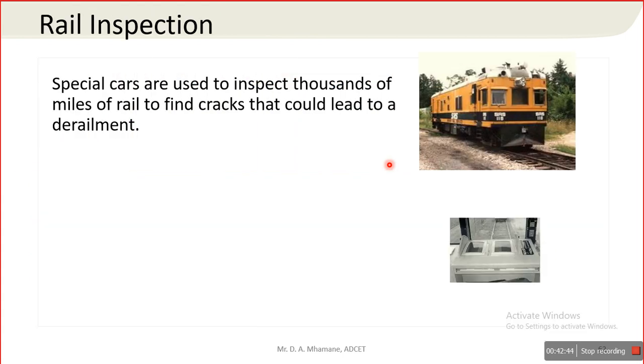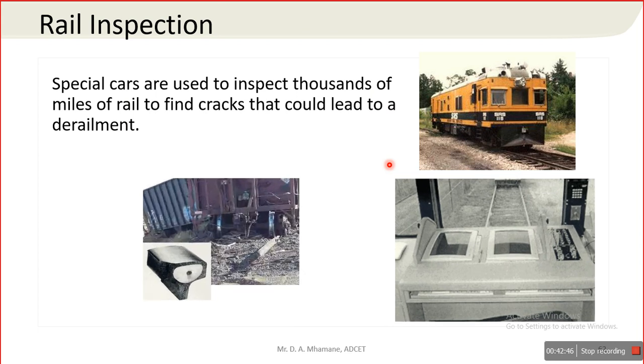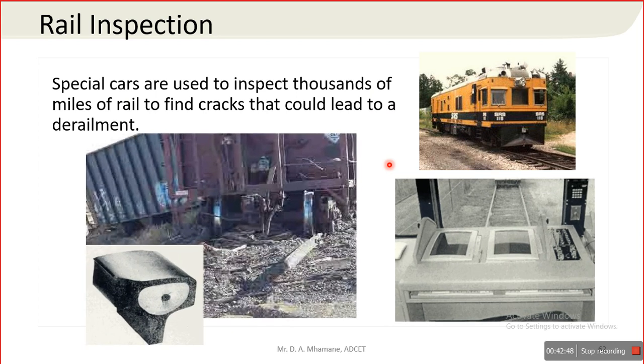Rail inspection can be made with the help of ultrasonic technique, or we can say radiography also, and it is inspected for cracks or heat damage during the actual operation.